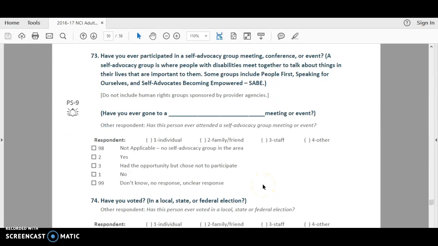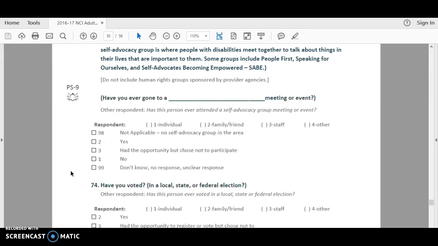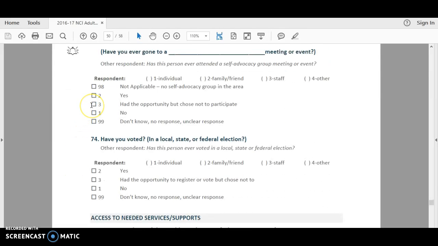Question 73 is whether the person ever participated in a self-advocacy group, meeting, conference, or event. This is a spot where we find if you have some names of self-advocacy organizations in the area, it is really helpful for the person to better understand what you're asking. Question 74 is whether the person has ever voted, and that's in a local, state, or federal election. For both questions 73 and 74, we have that middle response, which is if the person says no, you're going to follow up and ask if they ever had the opportunity to take part in either voting or a self-advocacy group, but chose not to participate.